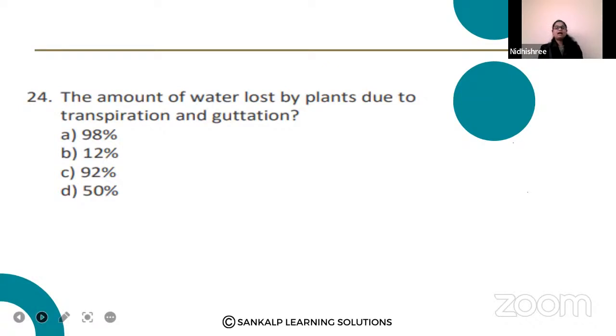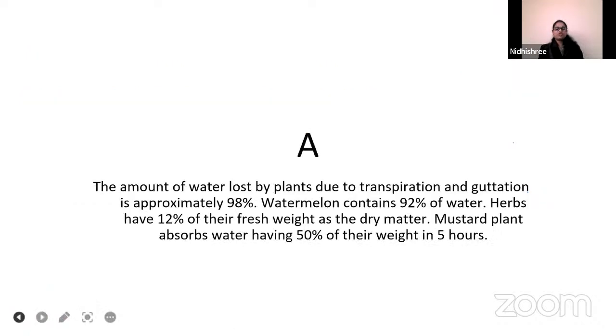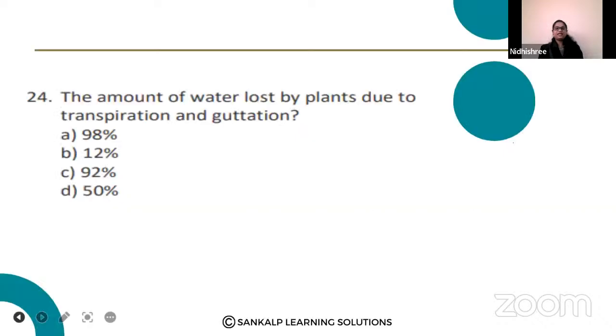24th question goes like this: the amount of water lost by the plants due to transpiration and guttation. What is the percentage of water lost due to transpiration and guttation? Option A 98%, B 12%, C 92%, D 50%. Damini option A, Rakshita option A, Soundarya option B, Kumar option C, Gayatri option C, Chaitra, Chandana. Okay, most of you voted for option C. The right answer is option A, 98%.